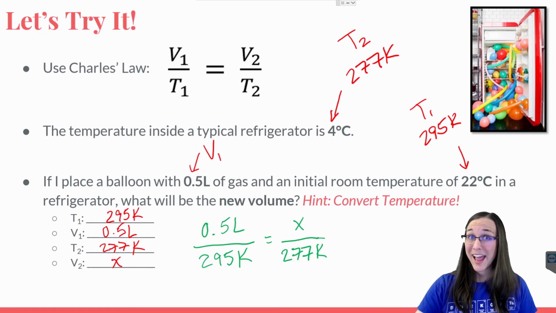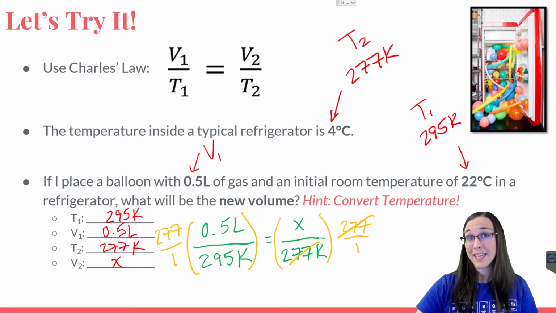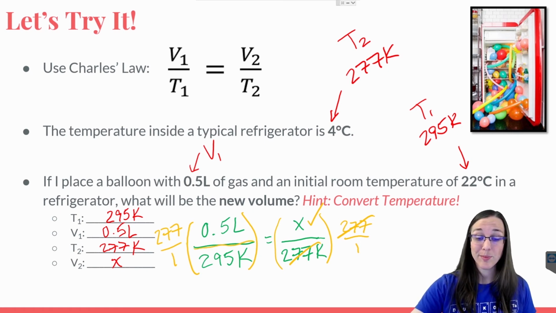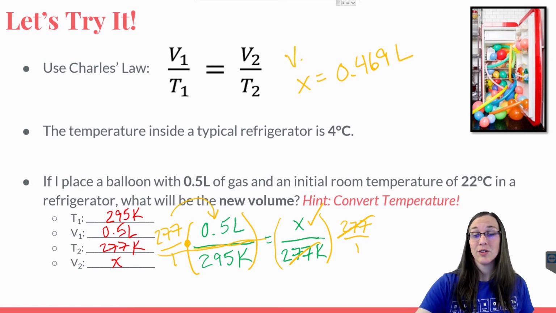All right, to solve for x in this circumstance, we are currently dividing, so to undo division, we need to multiply. We're going to multiply both sides by 277 over 1. This means that top and bottom can cancel and we can get x alone. So essentially what we're doing is either dividing 0.5 by 295 and then multiplying that all by 277, or taking 277 times 0.5, dividing that value by 295. Either way, you should get x is equal to 0.469 liters as our V2 answer.